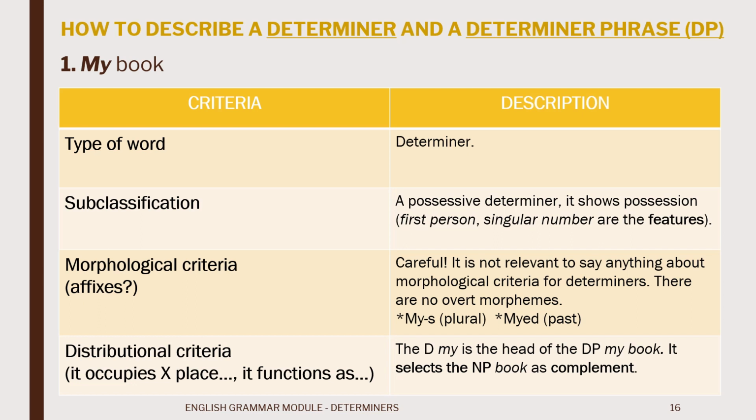Then, as regards distributional criteria, remember that these criteria have to do with the place that a word occupies in a specific syntactic context. We can say that the determiner my is the head of the determiner phrase my book, and this determiner selects the noun phrase book as complement. This is how you describe a determiner and a determiner phrase. Okay, so let's see in the following slides how to turn this description into a paragraph.